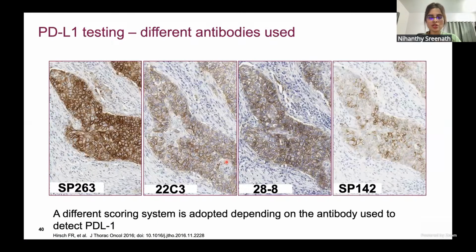This is just a pictorial representation to look into the staining pattern of how SP263 stained quite intensely here, coming to the SP142. But the most commonly used platform is the 22C3, the DAKO platform, which gives both the combined tumor scores and the tumor intensity scores. Currently it is the most commonly approved platform, which is quite convenient. If someone asks which is the commonest we can use, it can be the 22C3 DAKO platform.